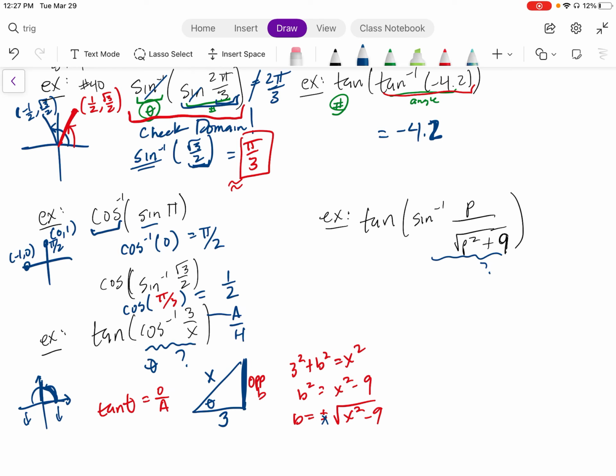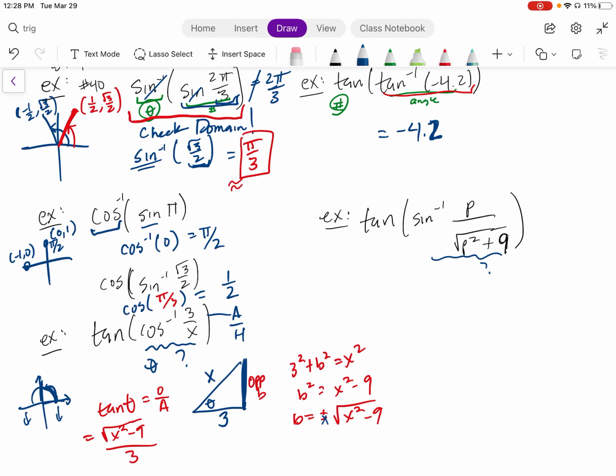All right, so if that is B, now I have opposite over adjacent, right? If the question was to do tangent, then tangent of that new angle is opposite square root x squared minus 9 over adjacent over 3. That is it. That is your solution to the problem. There's nothing more you could do. You can't simplify that.